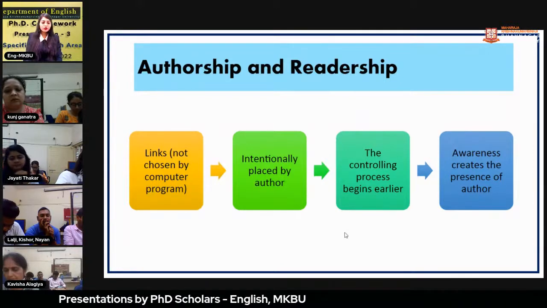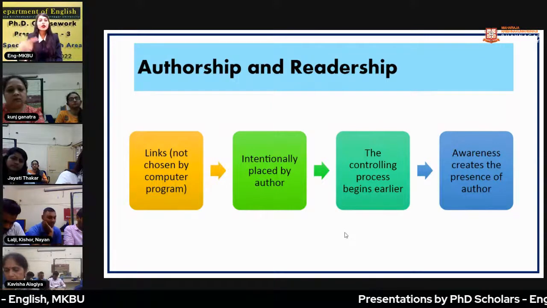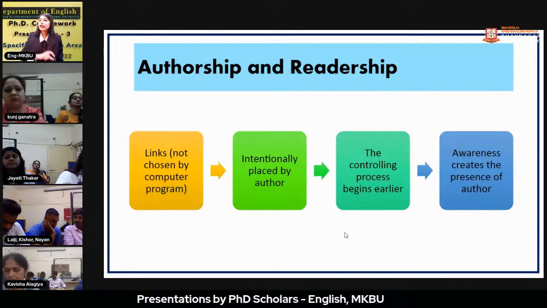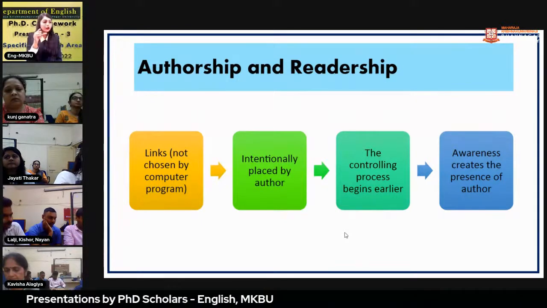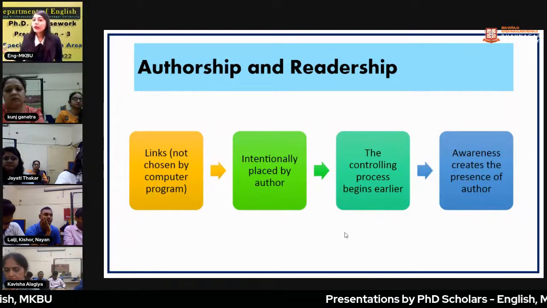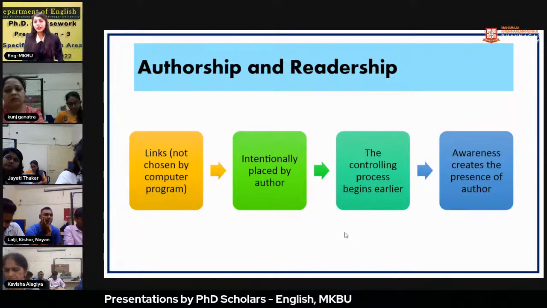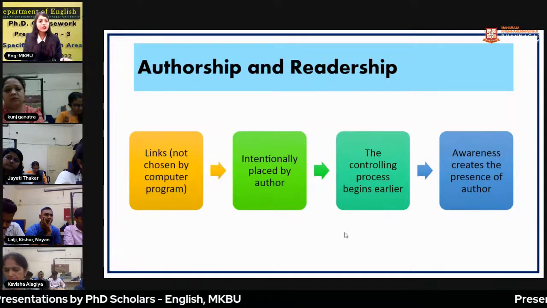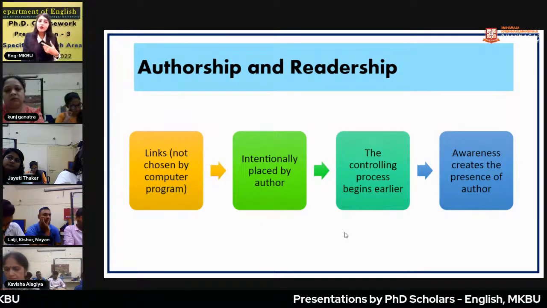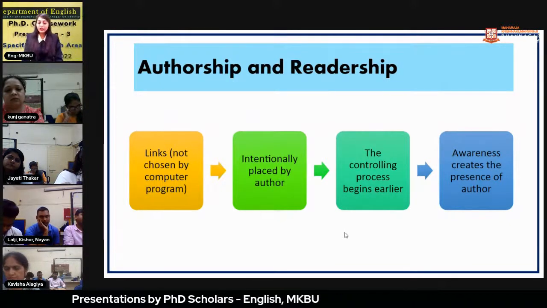So the links are not chosen by a computer program. The author puts the link, he is intentionally putting the link and he is controlling the entire process from beginning to end. Once he is aware that I have put this many links and the reader can interpret this many meanings, then he is far from the novel. With his presence, actually he is present in the novel, because he knows what kinds of interpretations can be made by reading my hypertext fiction, but he is away from the novel while the reader is reading and writing simultaneously.